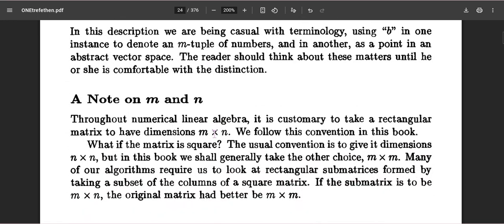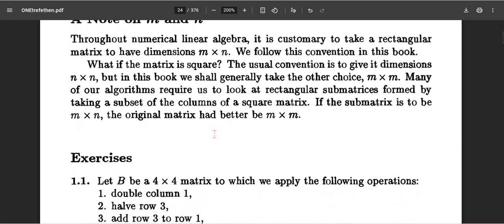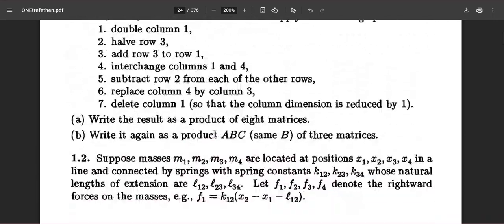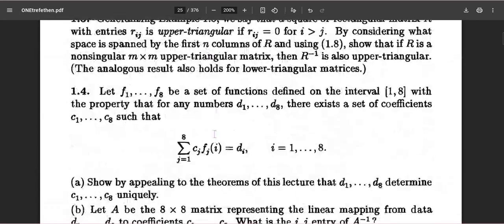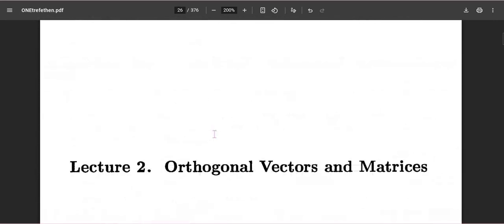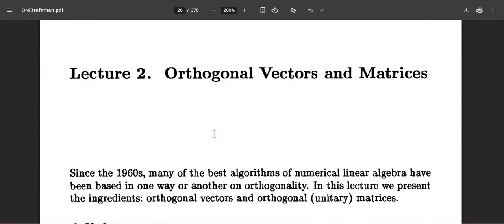Throughout the lecture series, we assume that m is greater than n, and m cross m is a square matrix. Hopefully we'll come up with lecture 2, which is about a very important property of numerical algebra: orthogonality of vectors, and what orthogonal matrices or unitary matrices are. Thank you.